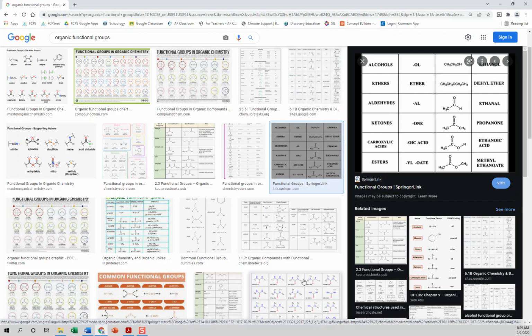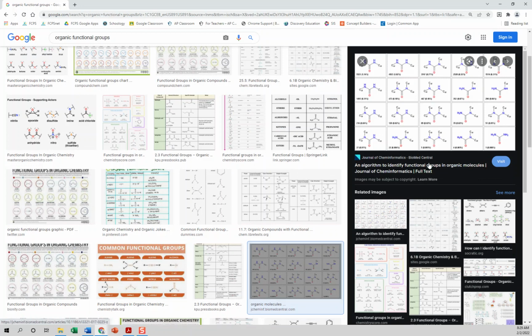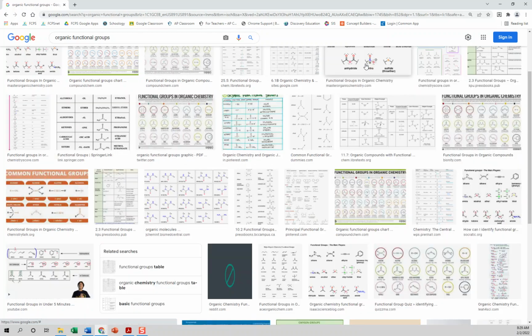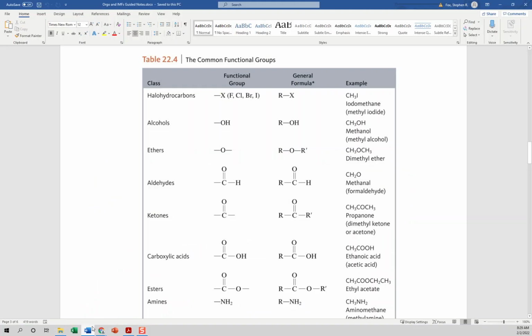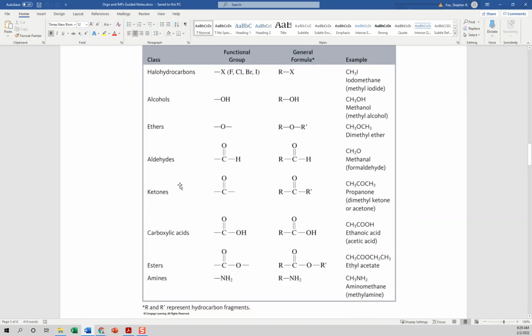There's so many different functional groups. So you're not going to be responsible for all of these. You're just going to be responsible for a select few. If you go to your guided notes, there's a chart in here. Here are some common functional groups, okay? And notice they all have the same kind of name here, okay? And I want you to understand how to read this chart.